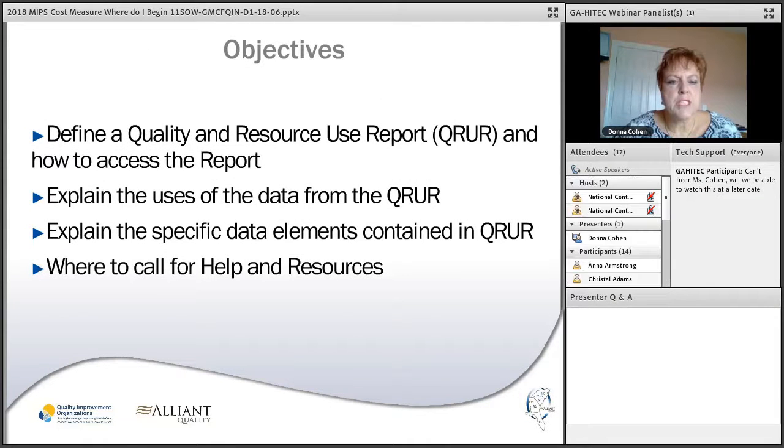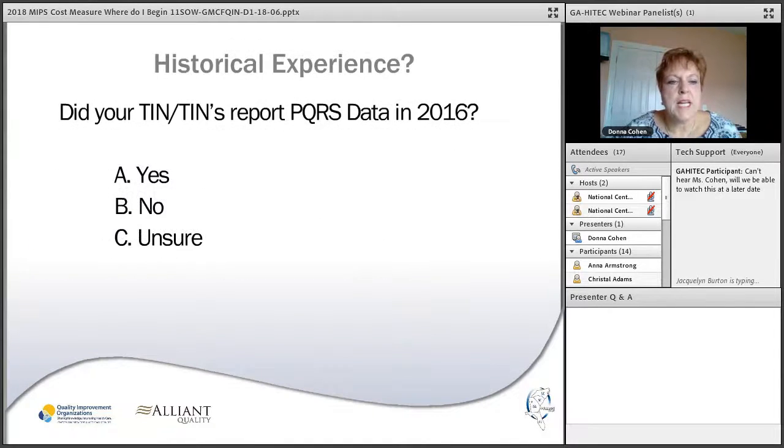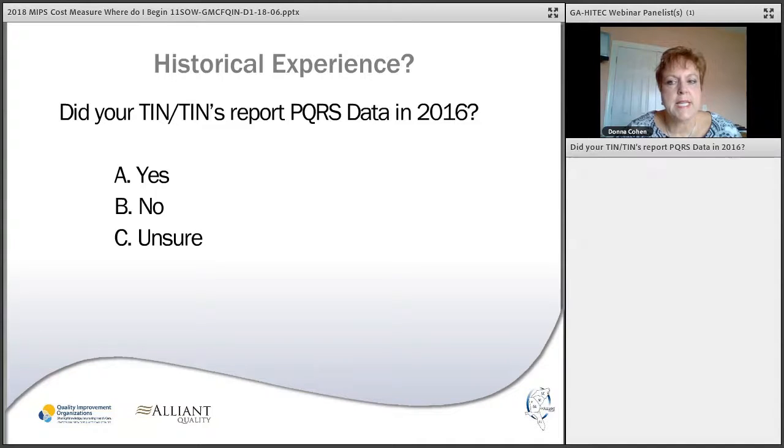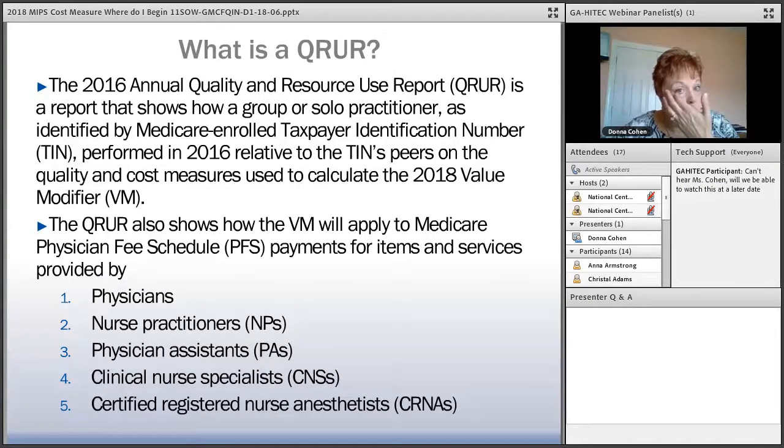We've already reviewed the objectives for today, so I'm going to go to the next slide. The next slide has another question for you, from a historical perspective: did your TIN, or the TINs that you are responsible for, report PQRS data in 2016? Again, I'm just trying to get a baseline of your experience in reporting quality measures. I am very happy to report that 100% of our participants participated in PQRS in 2016, so hooray. So what is a QRUR report?